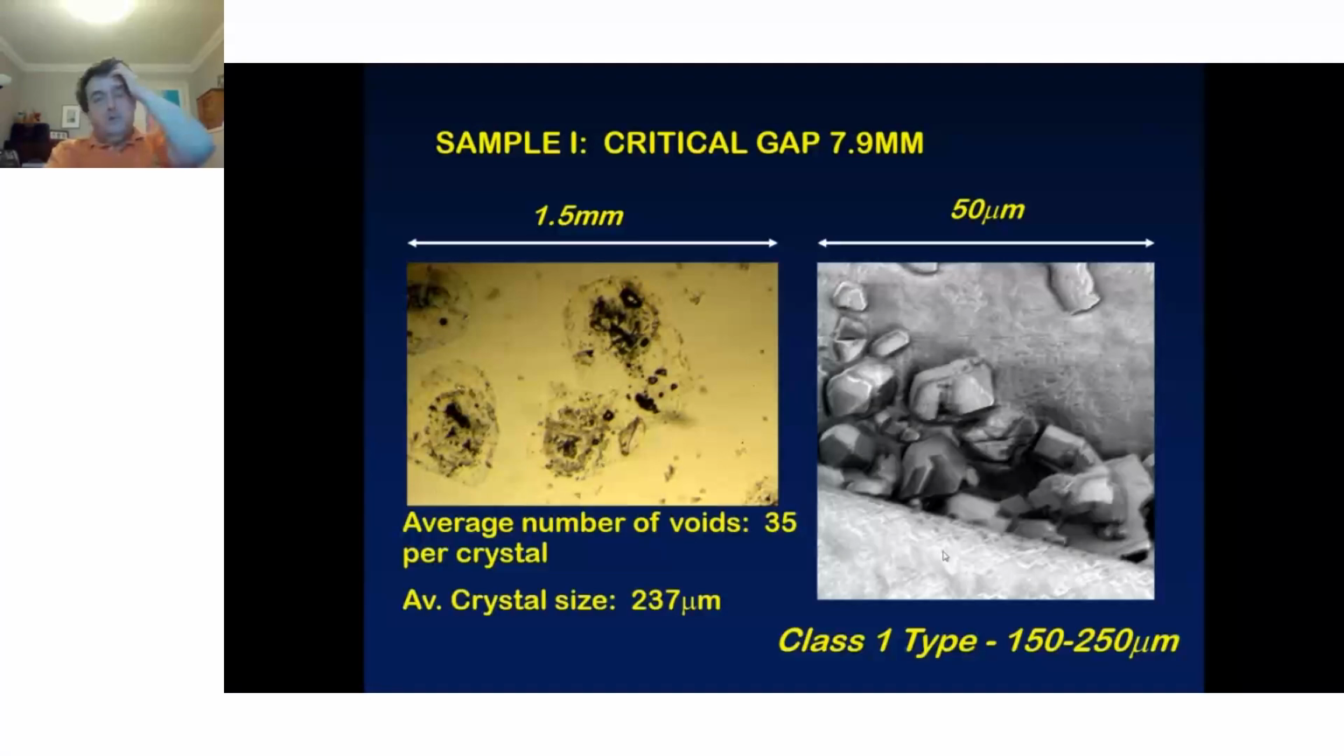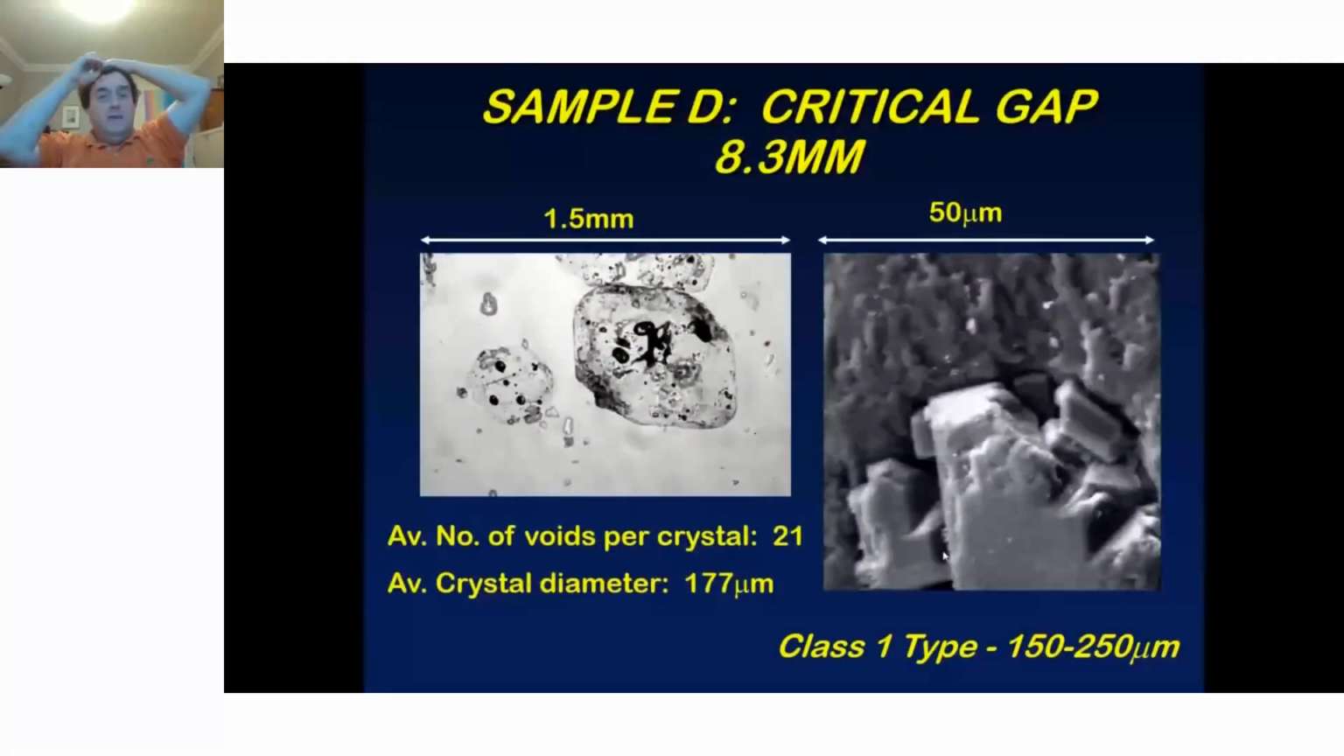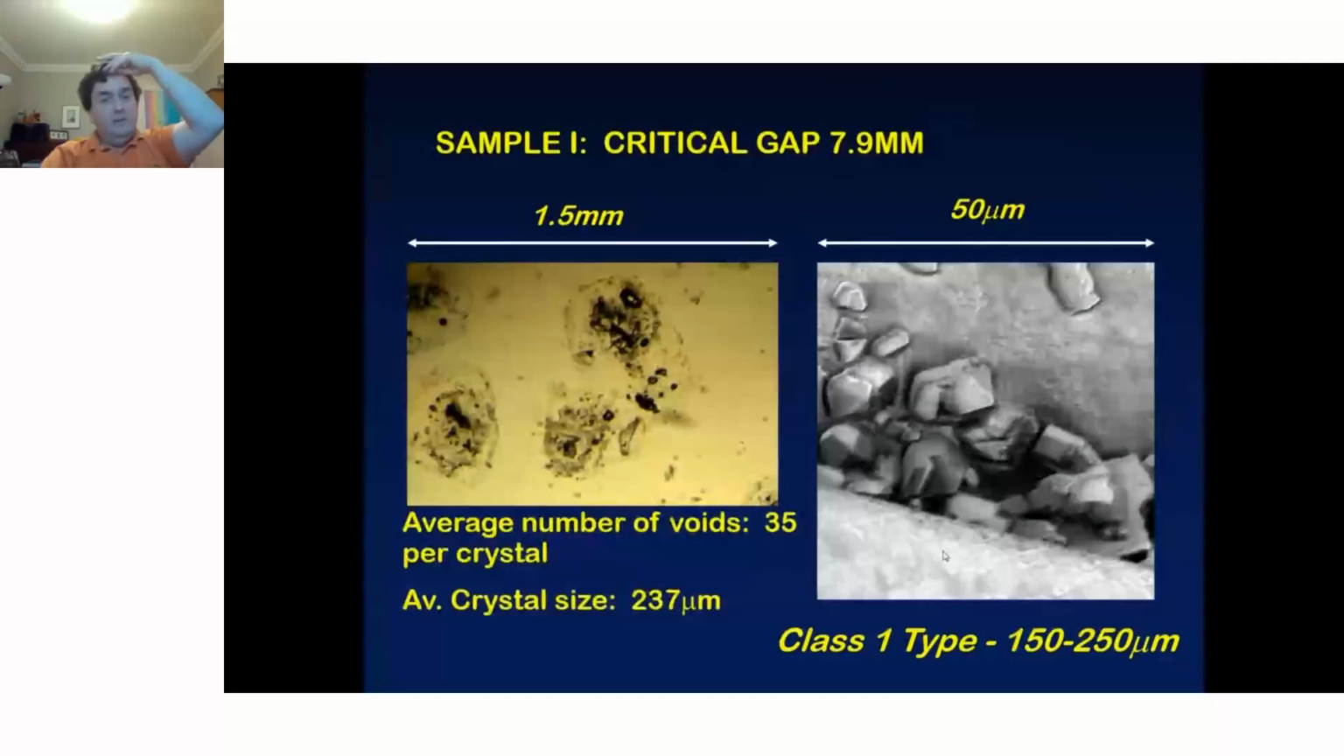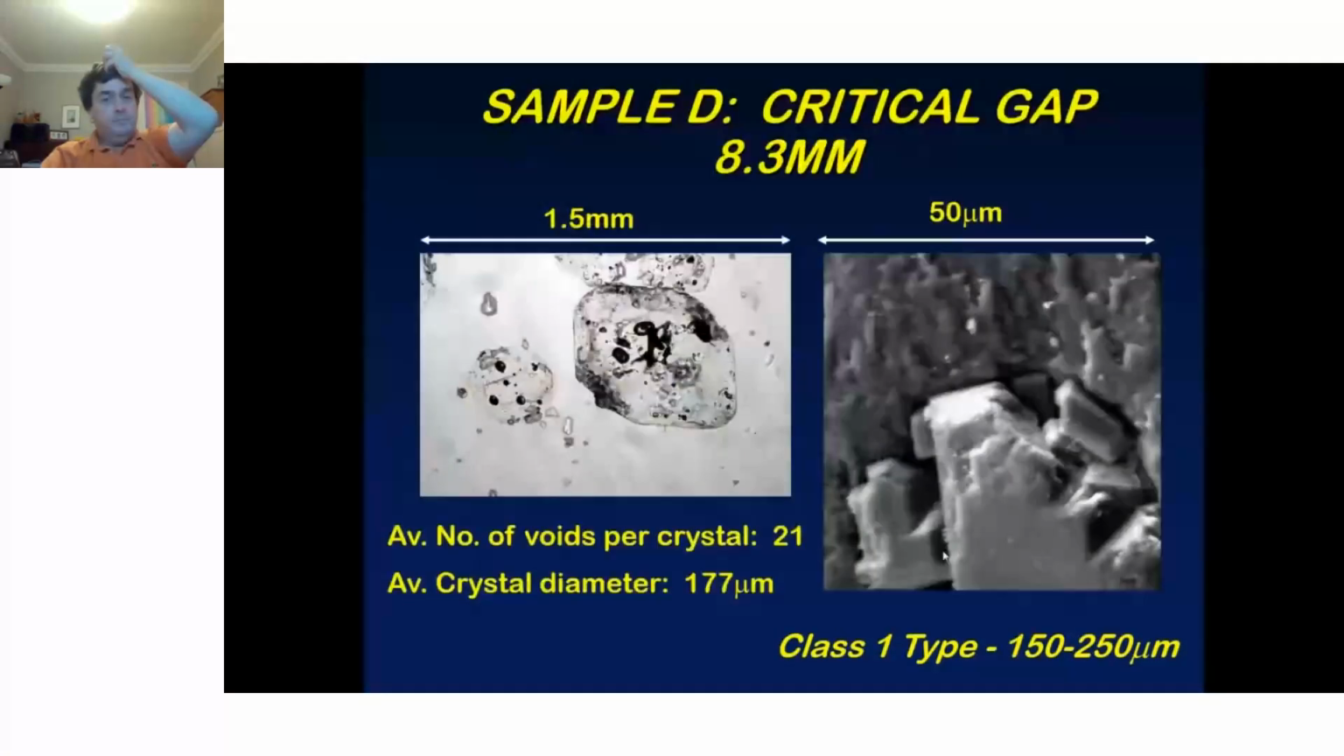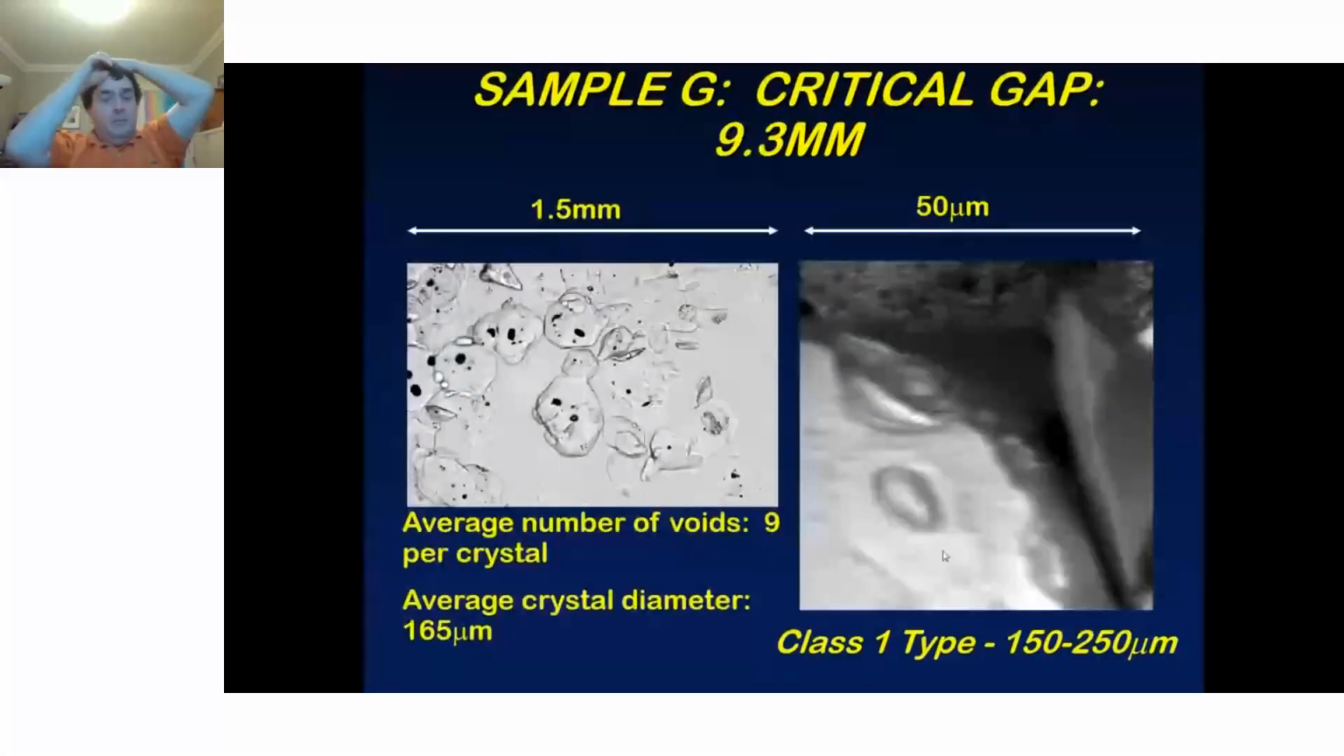So that shows 7.9 millimeters for that one. And then this one shows 8.3. So this 8.3 millimeter material implies it is more sensitive. But you will notice that the average voids per crystal has gone down. And then if we repeat that with another material, again, it's 9.3 millimeters, that is even more sensitive, and that has got 9 voids per crystal.